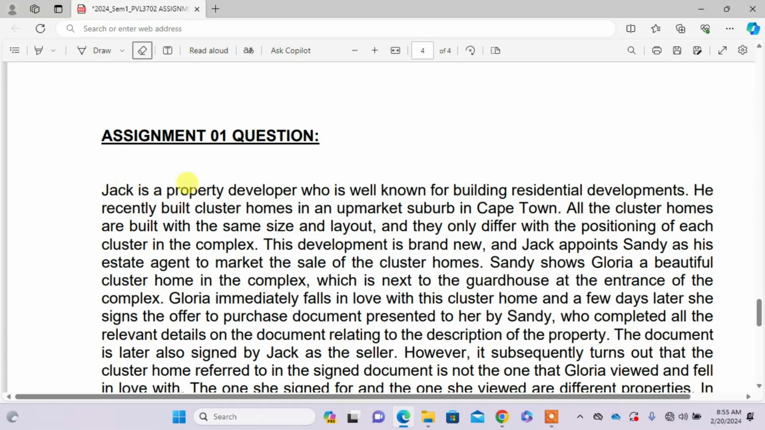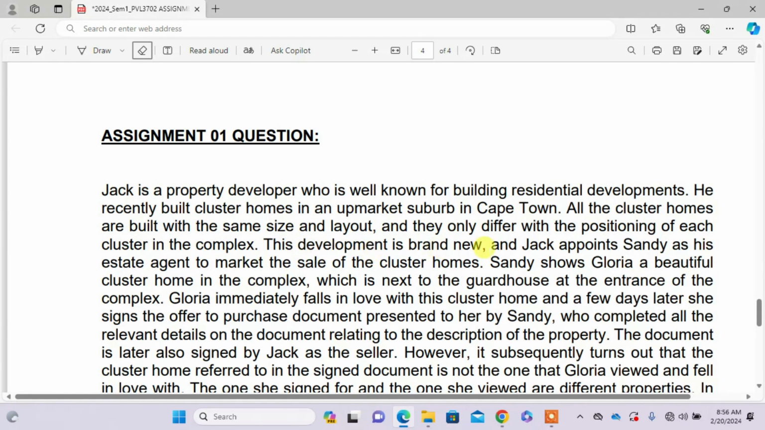Jack is a property developer who is well-known for building residential developments. He recently built cluster homes in an upmarket suburb in Cape Town. All the cluster homes are built with the same size and layout, and they only differ in the positioning of each cluster in the complex. So it's like RDPs. RDPs are the same size and layout, but they differ in positioning, right?